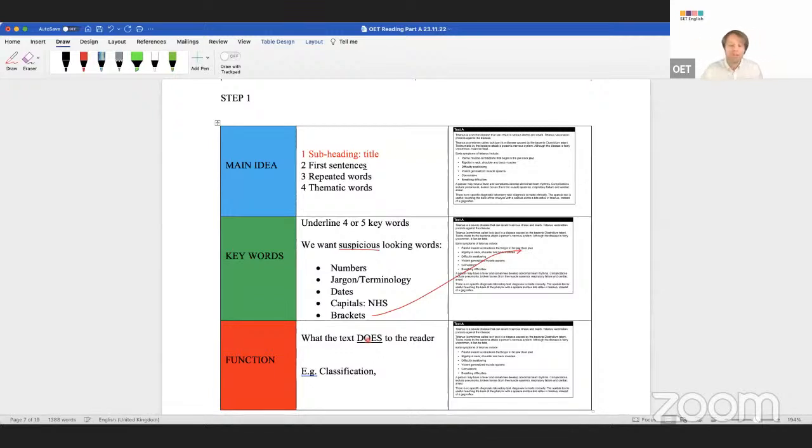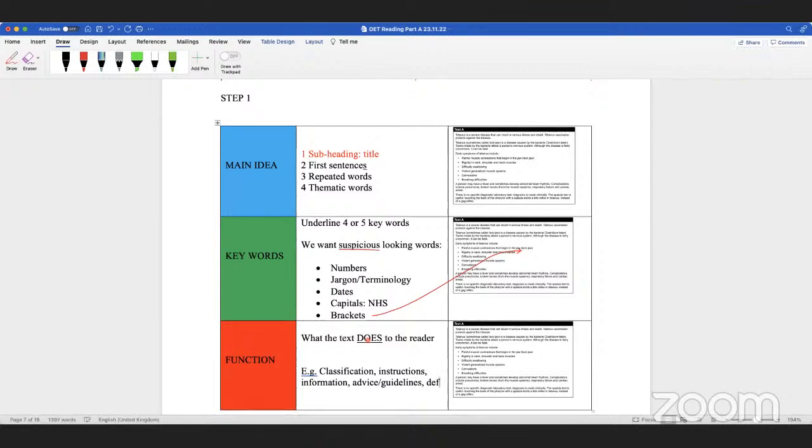We will also give you some examples. Can anyone here think of another example of a function of a text? Definition. Instructions. What else? Information. Advice. Guidelines. Guidelines and advice I always put together. It's the same idea, right? Same function. Definitions. I'm going to put etc.